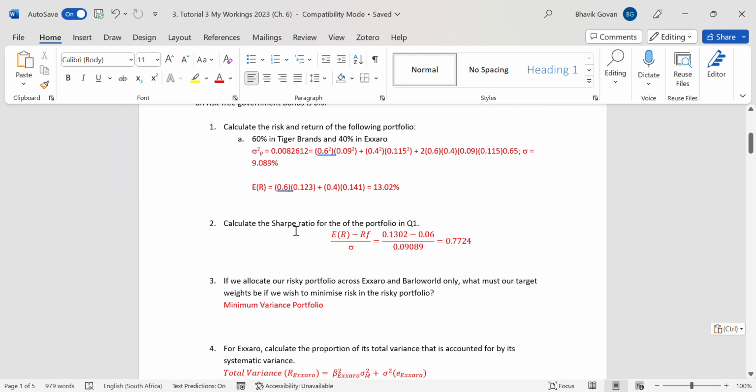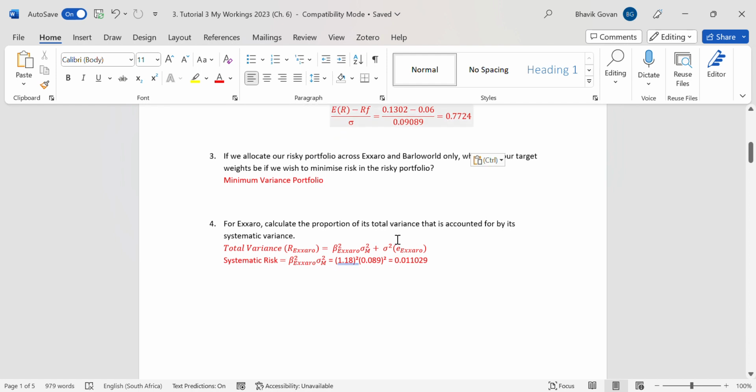Calculate the Sharpe ratio for the portfolio in question 1. So remember your Sharpe ratio formula, expected return minus the risk-free rate over standard deviation. So 13.02, which we calculated above, minus the risk-free rate of 6% over our standard deviation of 9.089%. We get a Sharpe ratio of 0.7724.